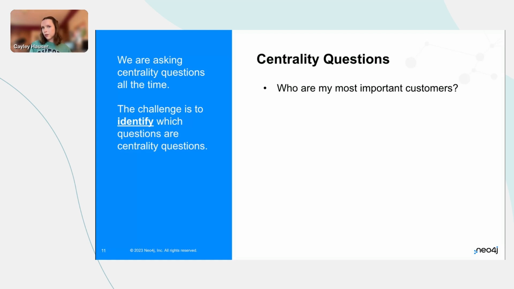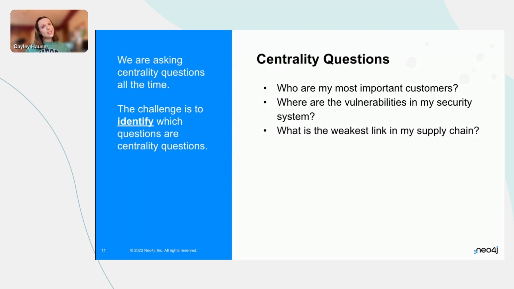Here's another example of a centrality question. Where are the vulnerabilities in my security system? Now, that might not exactly sound like what's the most important thing. It's a little bit different flavor. But if you have a graph, for example, of your security infrastructure, you want to know where the vulnerabilities are. This actually is a centrality question. What's the weakest link in my supply chain? Kind of a similar idea, right? What is that most important node based on linkage?